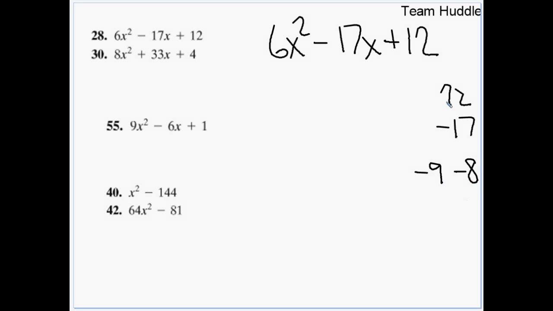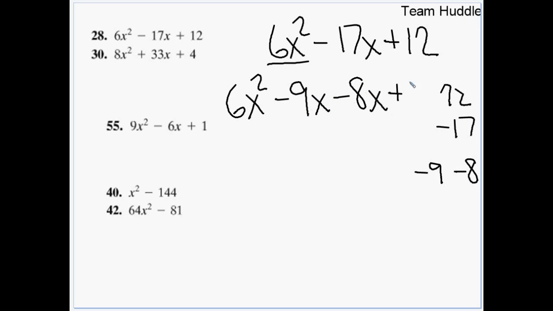9 times 8 is 72. The negatives would multiply to a positive. If we add those together, we get negative 17. So I'm going to rewrite that negative 17 in the middle. I still got my 6x squared. At the end, I'll have a plus 12. But in here, I'm going to put a minus 9x and a minus 8x. And then I'll put on there the plus 12.